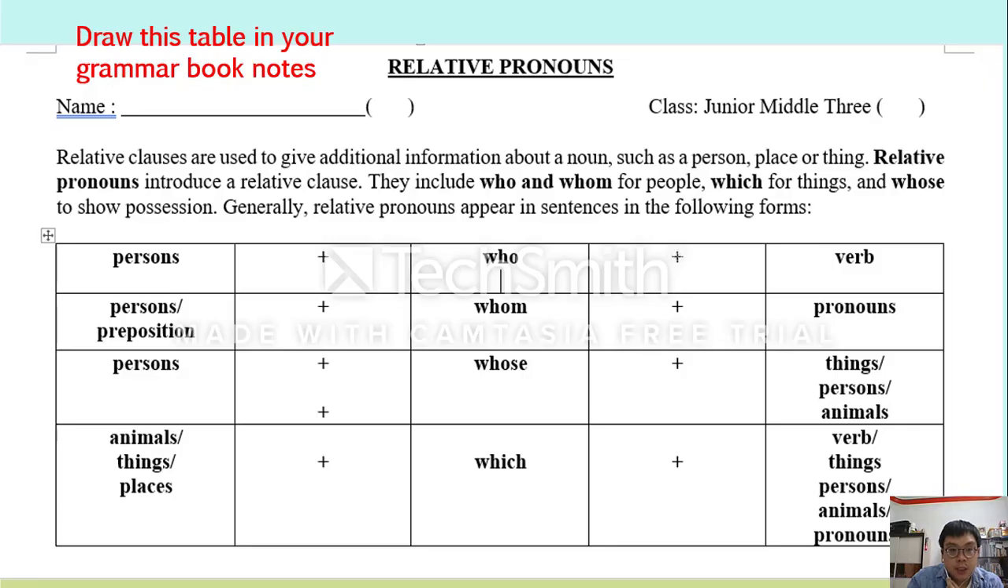Okay, so this table you have to draw it in your grammar book. So the table here, the box here. Okay, but you can change a little bit.